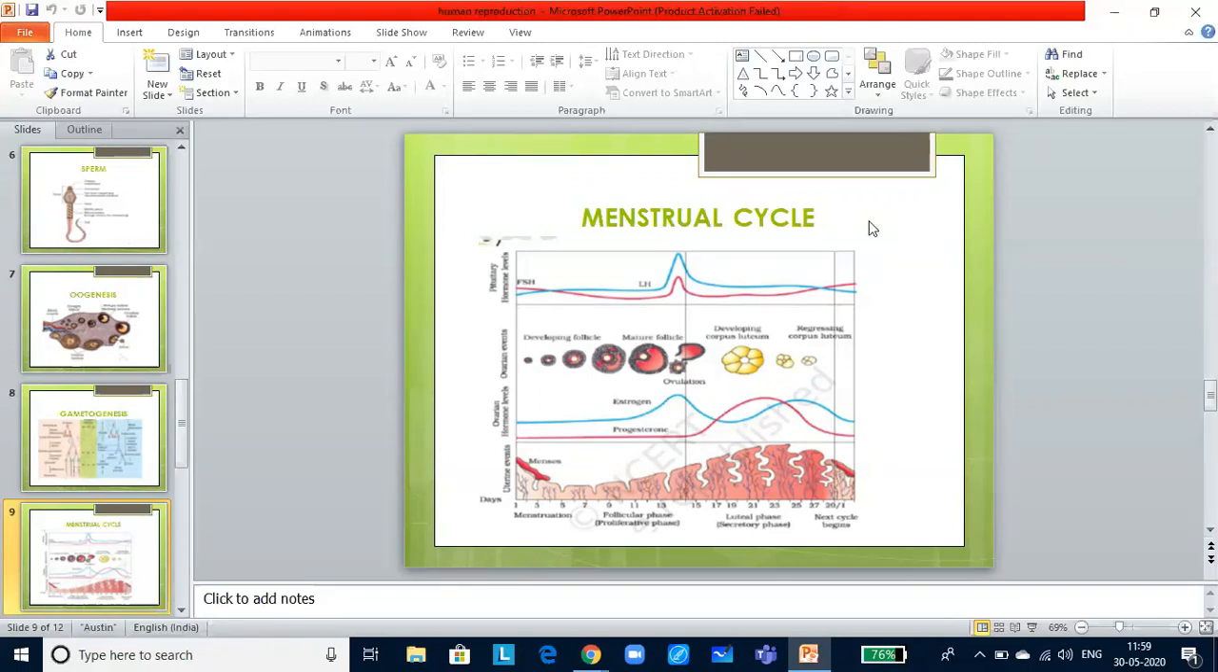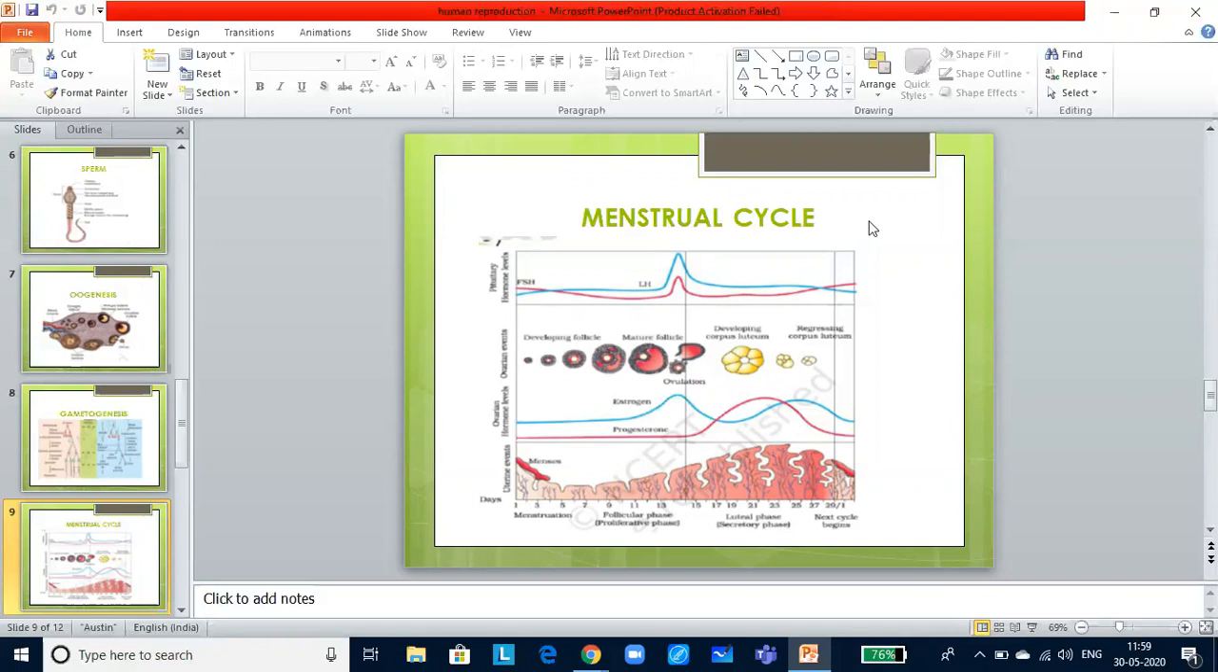Ovulatory phase is the peak level of LH, which induces rupture of the Graafian follicle, which releases the ovum, and this is known as ovulation. Release of the ovum is called ovulation, and the phase where the ovum is released is called the ovulatory phase.